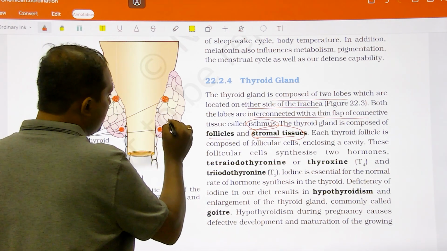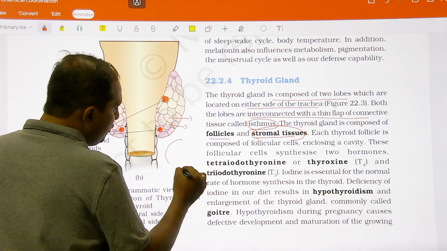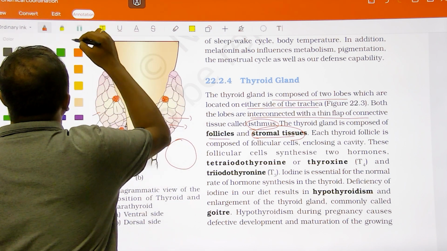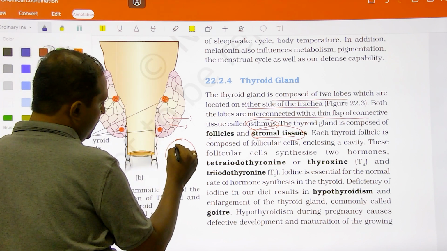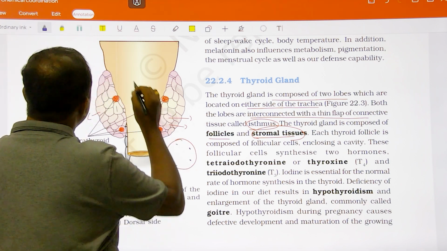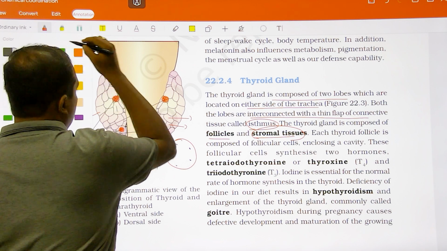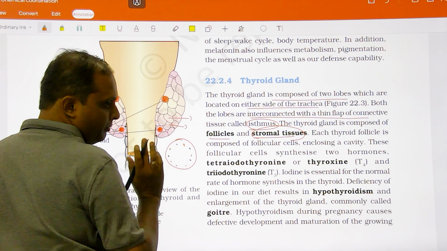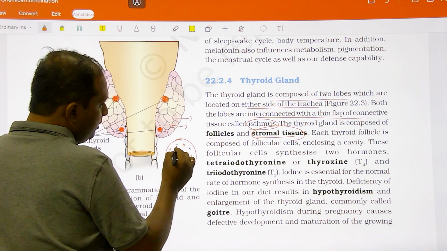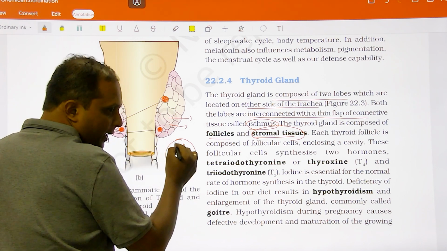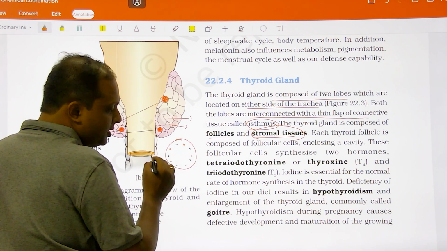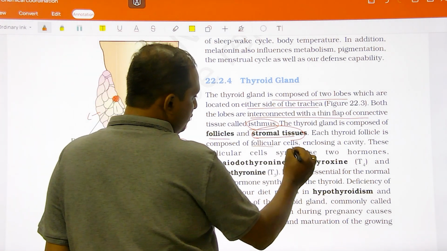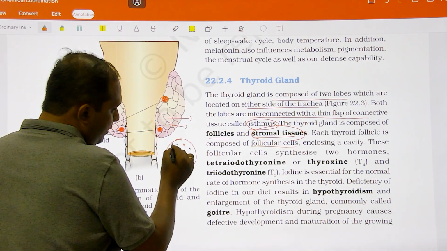So what is follicle? I can say this is a follicle. Now you will be able to see two different cells here. One I will mark as blue. The other one I will mark in red. Something orange. Right. So this is a follicle. The follicle is lined by blue. What is that blue? It is called a follicular cell, right? We have assumed blue is the follicular cell.